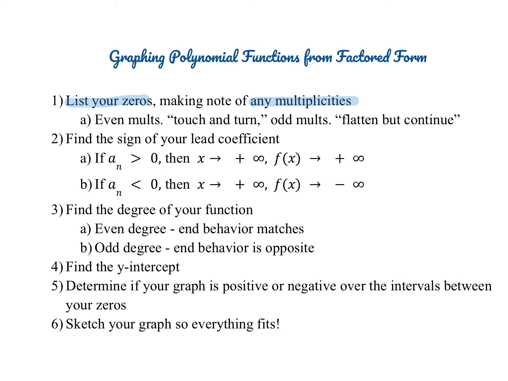After you've listed your zeros, and you can even plot them on your x-axis, the next thing you should do is find the sign of your lead coefficient. So if your lead coefficient is positive or greater than 0, then that means the end behavior going to the right is going to be positive. So as x approaches positive infinity, f of x approaches positive infinity. And if your lead coefficient is negative or less than 0, then your end behavior going to the right is going to be negative. So the lead coefficient tells you the end behavior of your graph moving to the right.